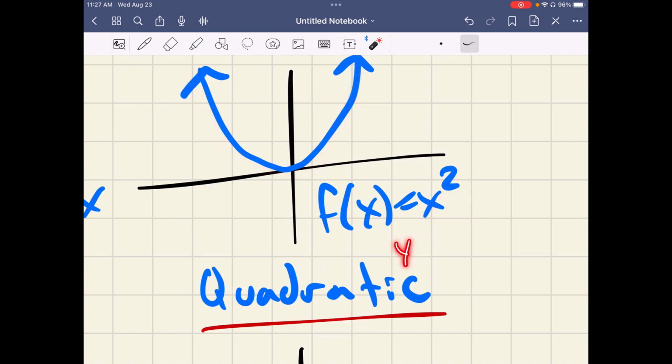So I could have a different function like this, x squared plus 4. It's still going to be a U shape, but it's going to be shifted or reflected or stretched or compressed. It could do a number of different things, but the shape, that parabola, is still going to be the same, and that x squared being the highest exponent is what tells me it will be a parabola.